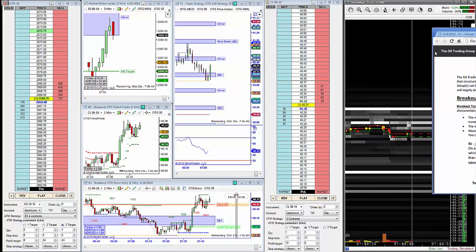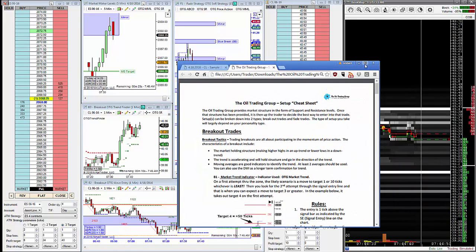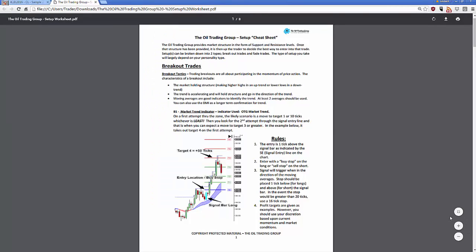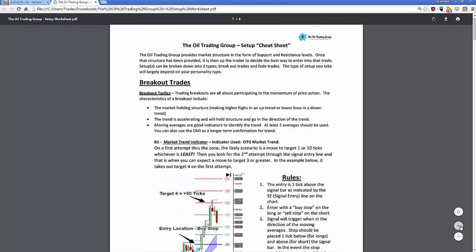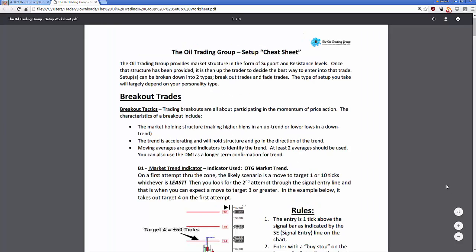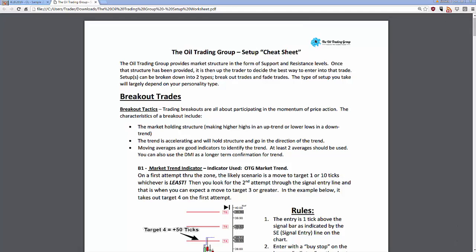All right, so let's talk about what these specific things are. First of all, we're going to talk about the setup worksheet. So can you guys see this PDF here on my screen? Just want to make sure here before we go any further. Can you guys see the screen here?